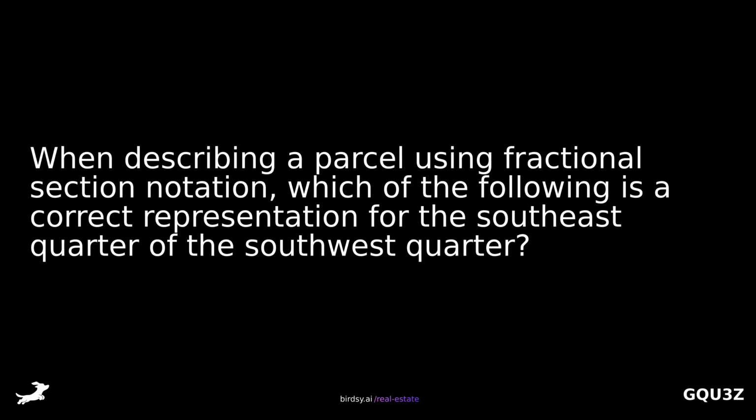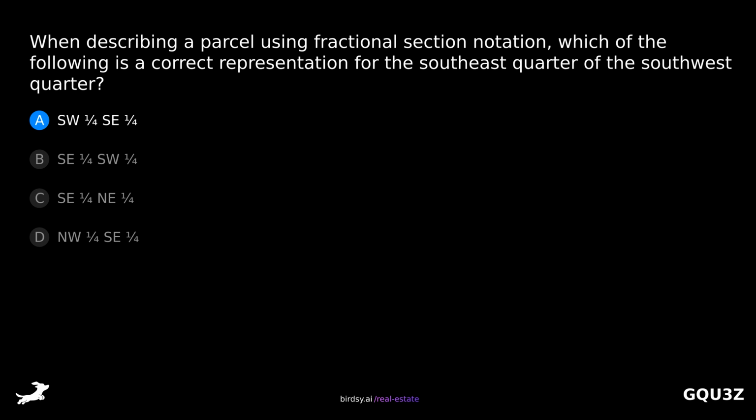When describing a parcel using fractional section notation, which of the following is a correct representation for the southeast quarter of the southwest quarter? Is it A, southwest 1/4, southeast 1/4? B, southeast 1/4, southwest 1/4? C, southeast 1/4, northeast 1/4? Or D, northwest 1/4, southeast 1/4?